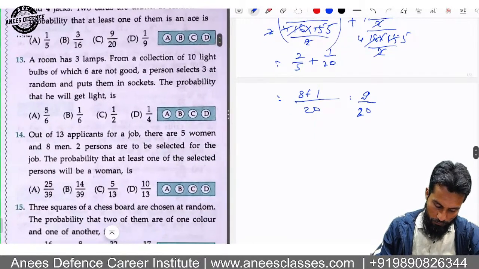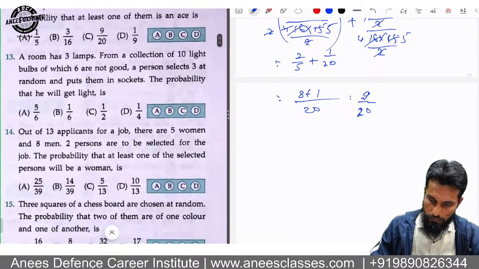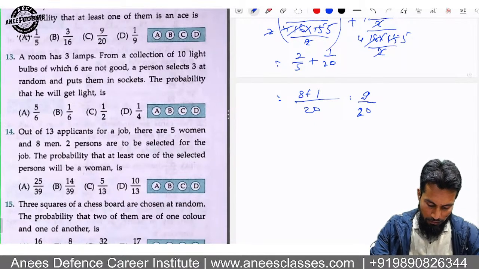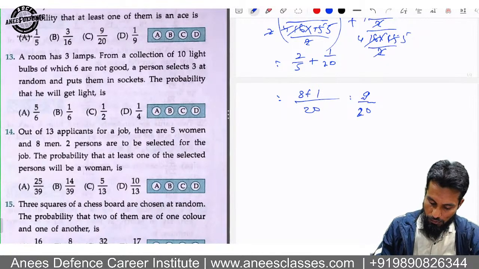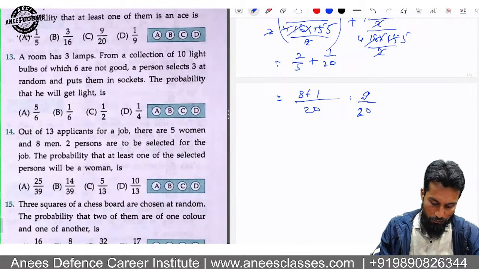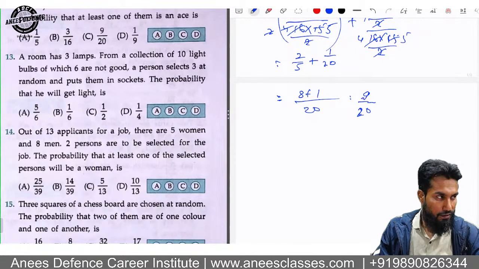See question number 13, all of you. A room has 3 lamps. From a collection of 10 light bulbs, of which 6 are not good, a person selects 3 at random and puts them in sockets. The probability that he will get light is, fine. So there will be again cases. The person just wants light in the room. So he is using how many light bulbs? 3. So if either one bulb lights up, then he can get light in the room.